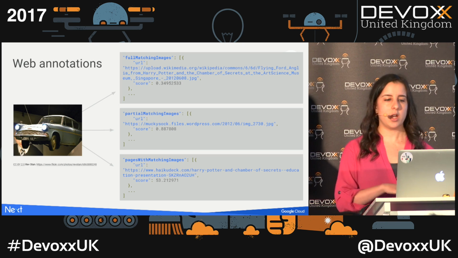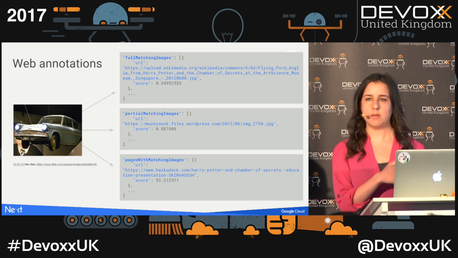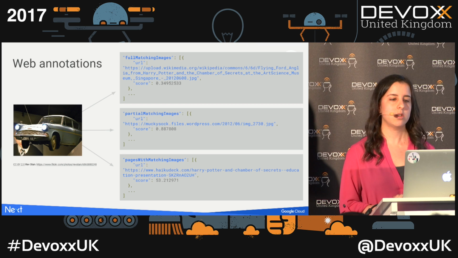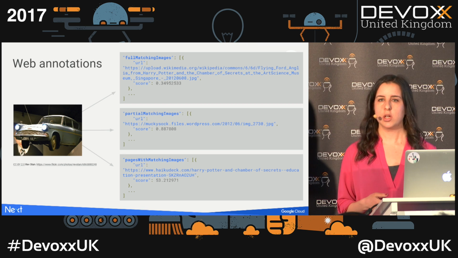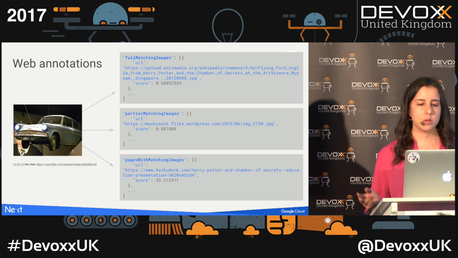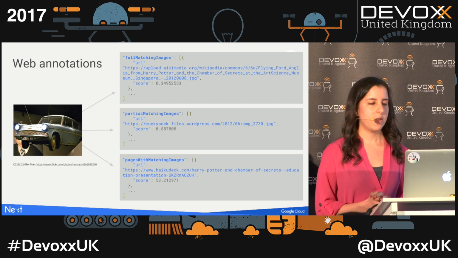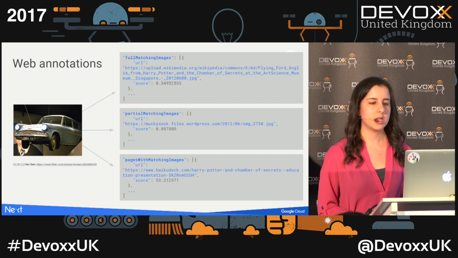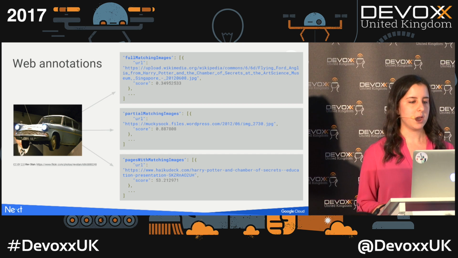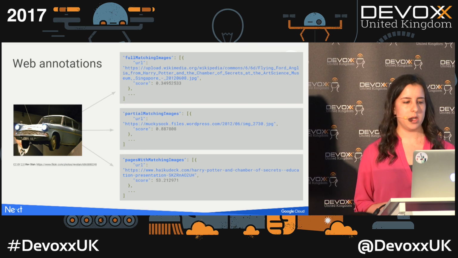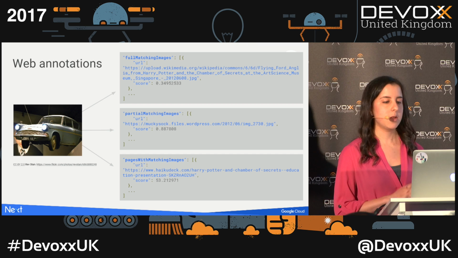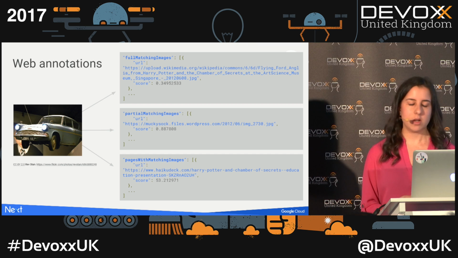tell us all the URLs where this exact image exists on the internet, which is useful for things like copyright detection. If you want to see this user uploaded an image, has it already been published somewhere? This will tell you that. Partial matching images is kind of like a search by image response, so it can tell you where similar images are on the web. So maybe it would show me a car that is the same model but totally different background, things like that. And then it will tell you all the pages where the image was found.